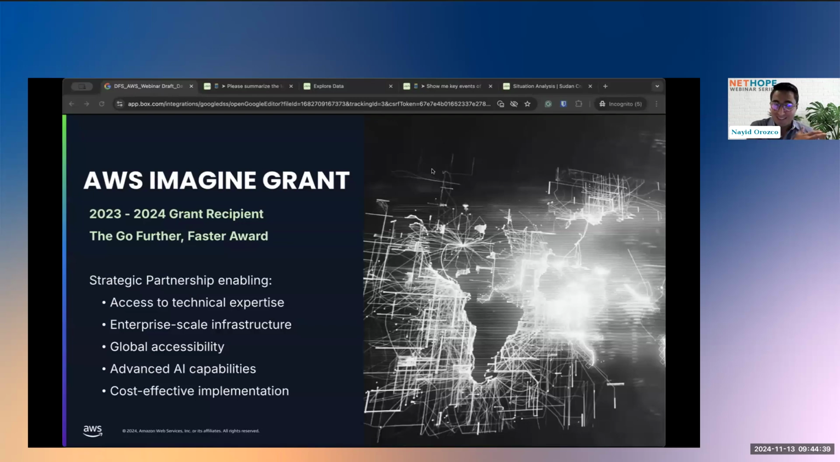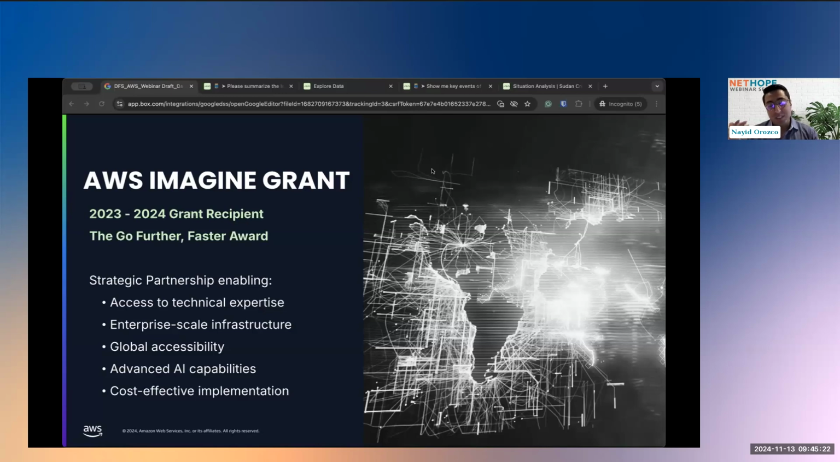Through this grant and through this last year, we have collaborated with AWS technical experts to build GANNET, implemented enterprise-scale infrastructure that now processes massive amounts of data. I will show you in a sec how it looks today. We expanded our global accessibility, meaning that Sarah, again, this fictional character, and her colleagues can now access GANNET wherever they are working. We also integrated advanced AI capabilities that power our real-time analysis and insights. And in doing so, we achieved what we call a cost-effective implementation.